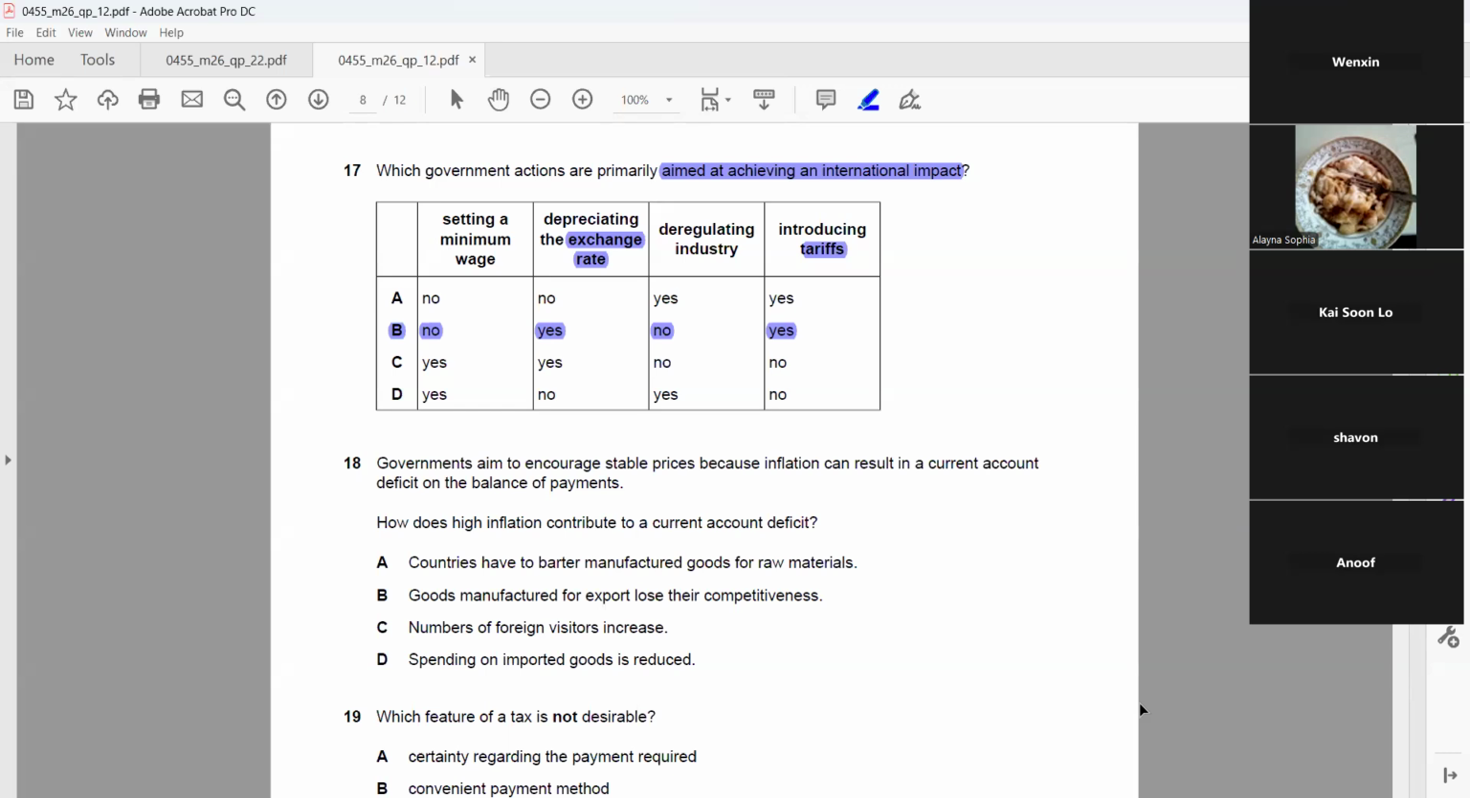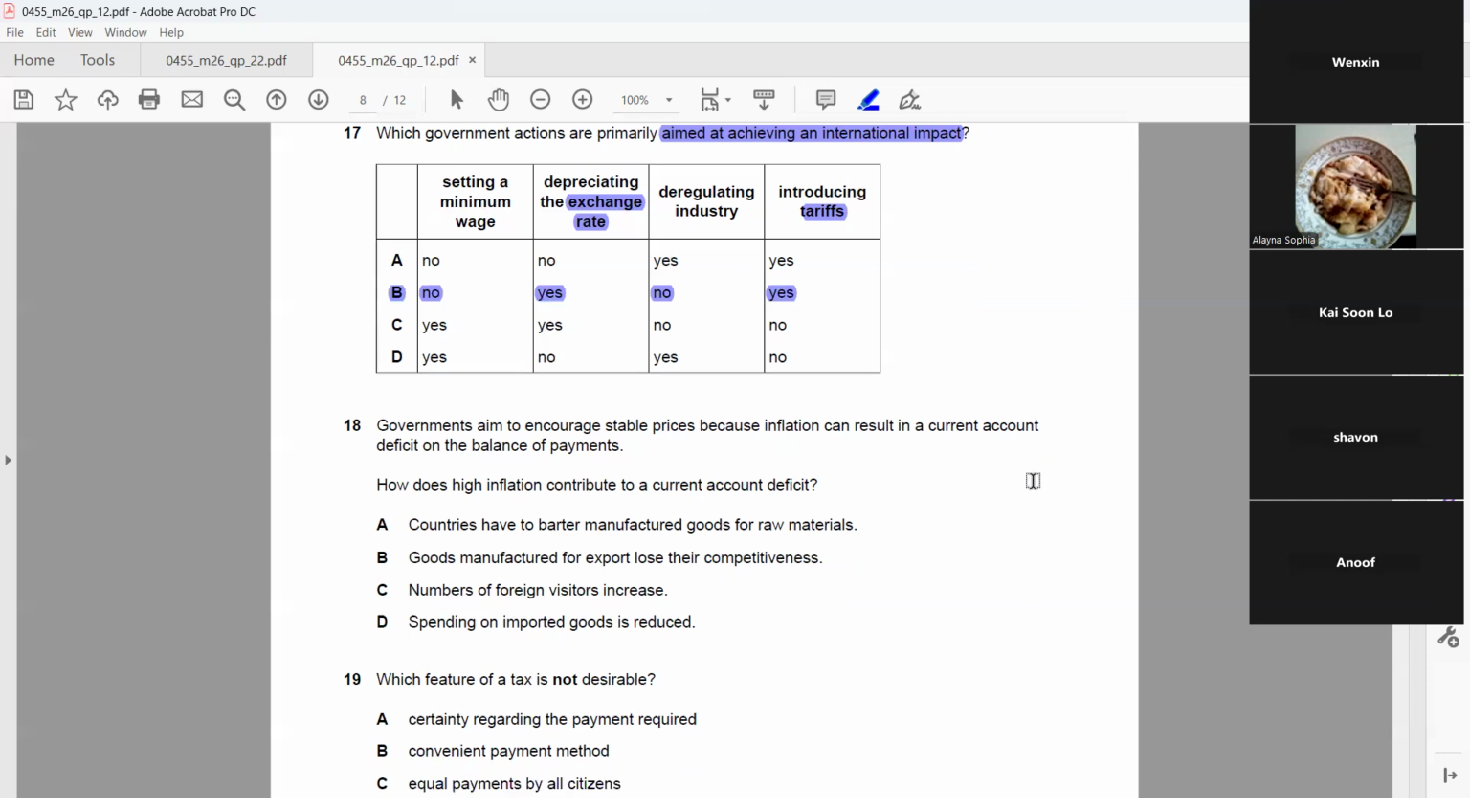Okay, B. You can only choose the one that will have an impact on international trade, for example. Setting a minimum wage and deregulating industry are just on a local basis. It's just on the local economy.